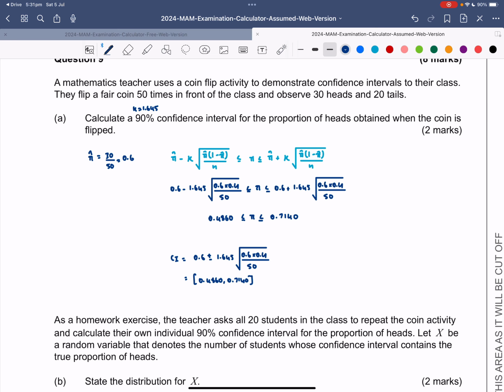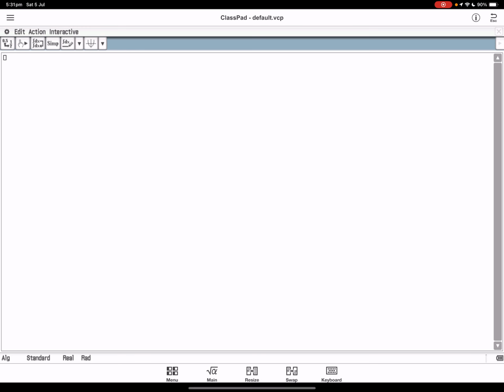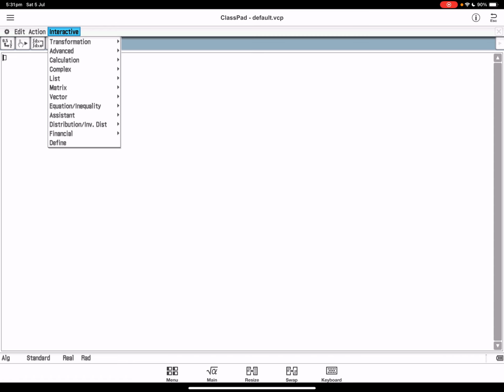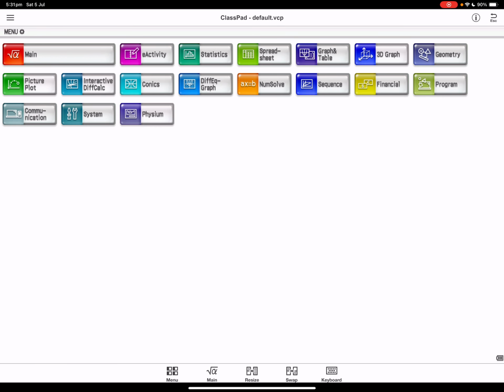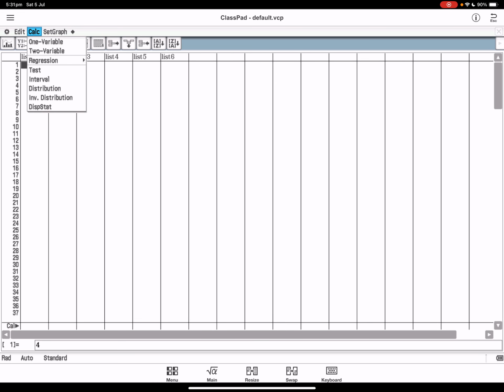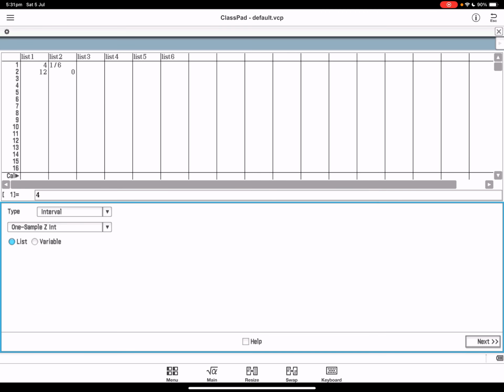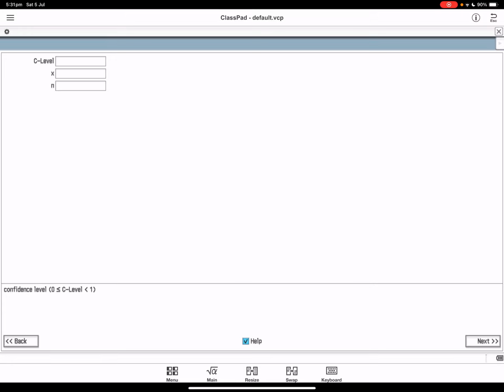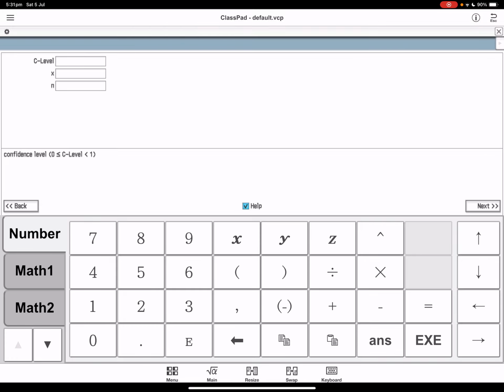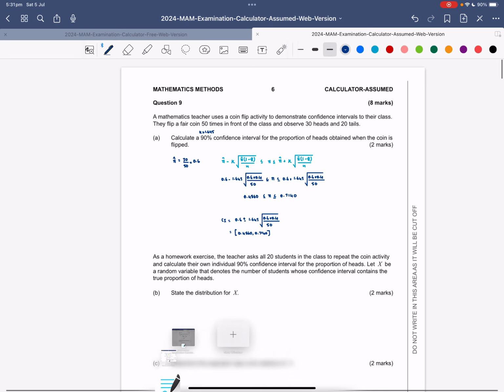All right. How would you have done that on your class pad for the 2 marks? You could have easily done it. All you got to write down is, you go into stats. So we go to stats, we go calc, interval. We want to change it to 1 prop z int. Press next. Press the help button if you want. It tells you exactly what to sub in. So the confidence level as a decimal is 0.9. X is the number of heads, which is 30. N is the number of trials, which is 50. Press next, and there you go. You get those numbers, 0.4860 and 0.7140. Okay, that's if you wanted to use your class pad.